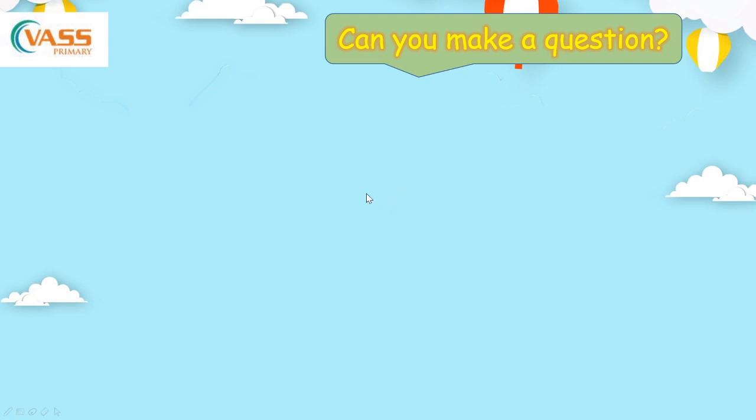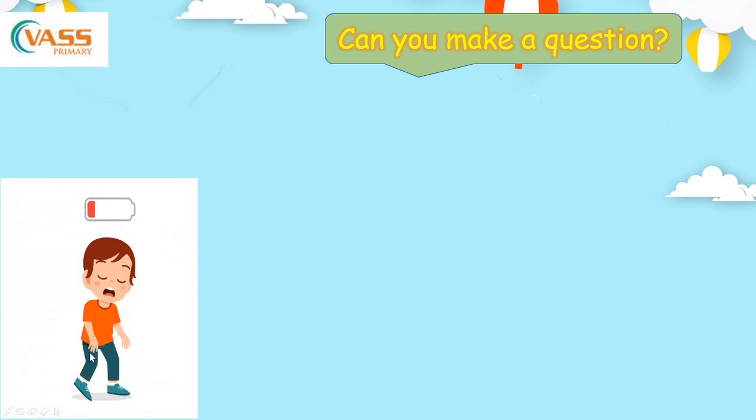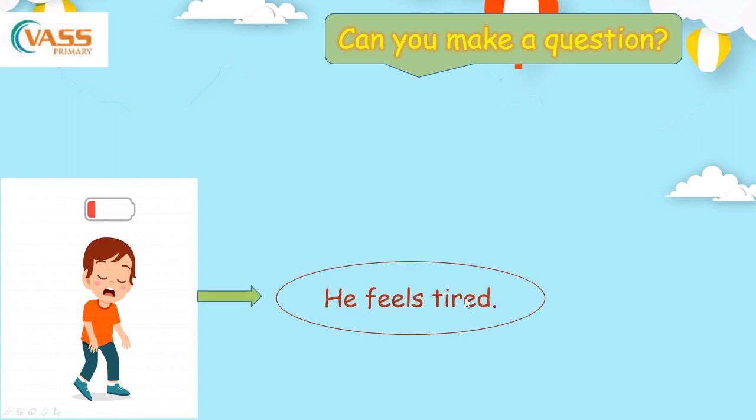Can you make a question? Oh, look at this boy. His battery is low. I think he's tired. He feels tired. We're going to make a question. We're going to begin with the question word, what? I'm going to give you some time and I want you to try to make a question about the boy. Okay? So, he feels tired. This will be our if clause. If he feels tired. Okay? So this will be second. Can you make a question?